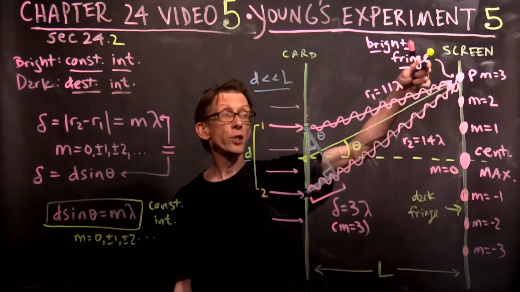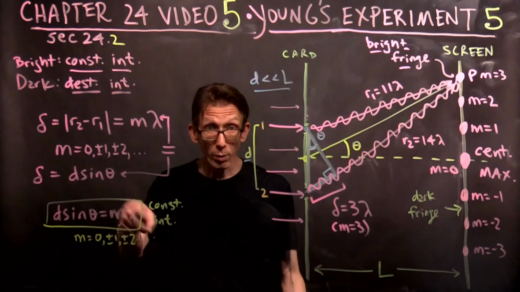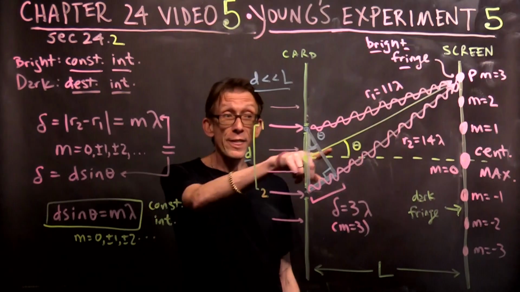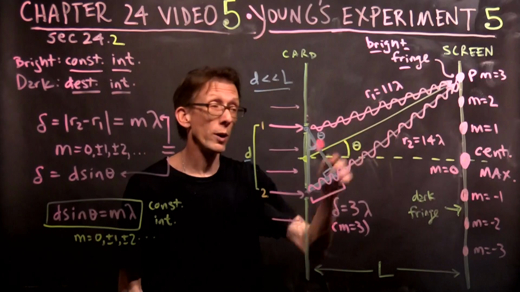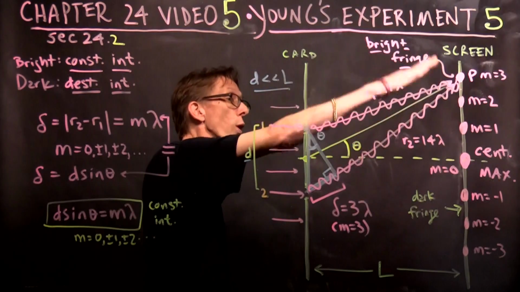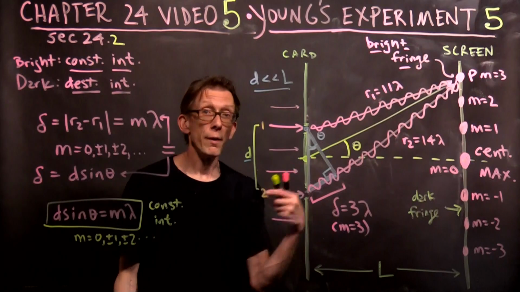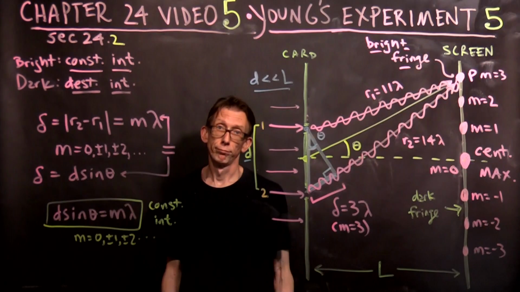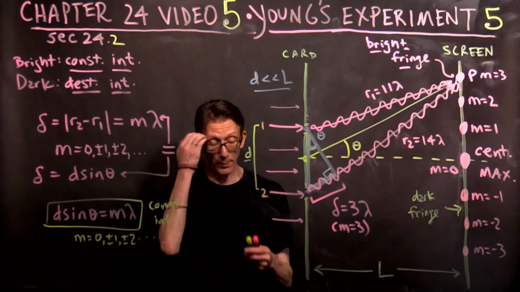Any point on the screen for which this holds, for which this is true, remember, theta indicates the position on the screen. The original theta right here, the yellow one, is a way of indicating where you are on the screen. So every point on the screen has a unique value of theta. If this is true for any point on the screen, you have constructive interference.